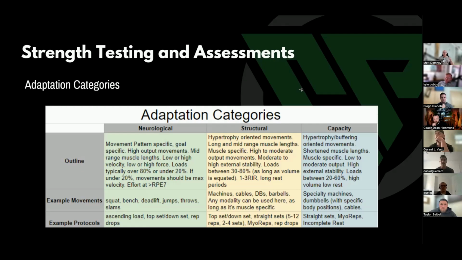So these are going to be something that we're going to be training at long to mid-range muscle lengths. They're going to be muscular specific over movement specific, like neurological movements will be. They'll be high to moderate output, moderate to high external stability, and the loads are going to be anywhere from 30 to 80% as long as volume is equated over the course of that individual week, right? 1 to 3 reps in reserve. Rest period is going to be moderately long, just like a neurological adaptation is going to be.